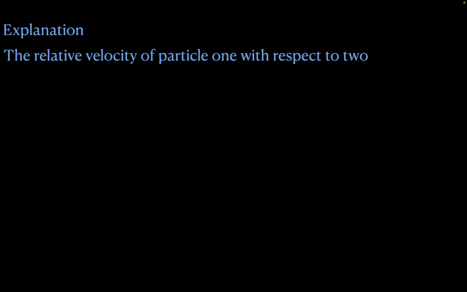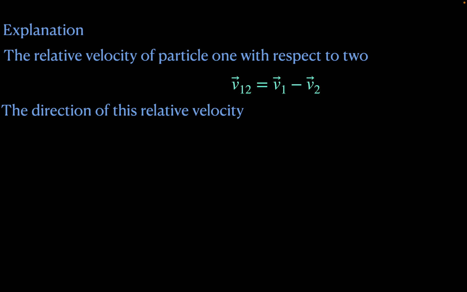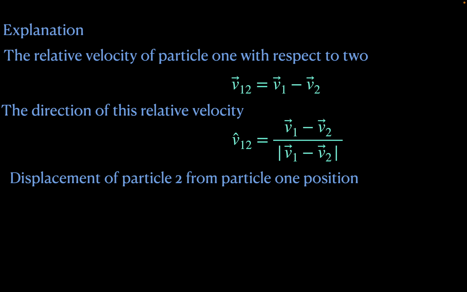The relative velocity of particle 1 with respect to particle 2 is vector v12, which equals vector v1 minus vector v2, and the direction of this relative velocity is the direction of the unit vector. So unit vector v12 will be vector v1 minus vector v2 upon modulus of vector v1 minus vector v2.